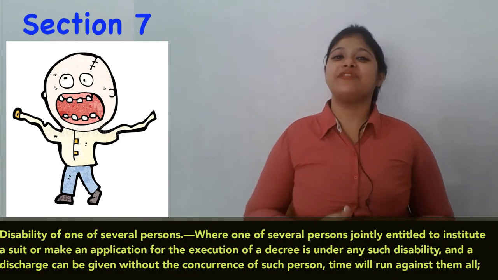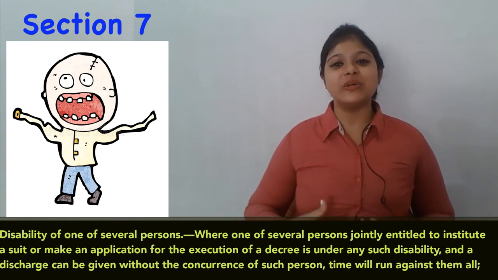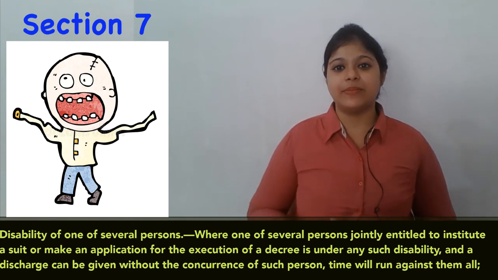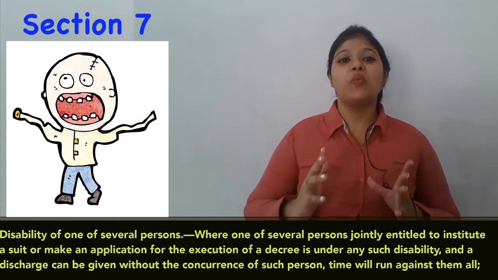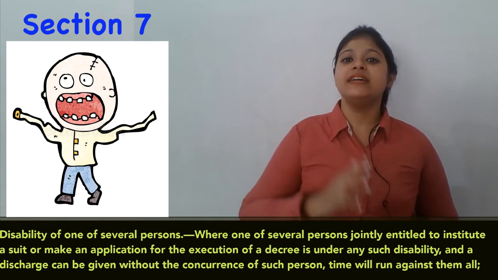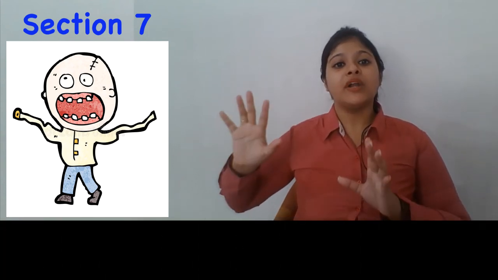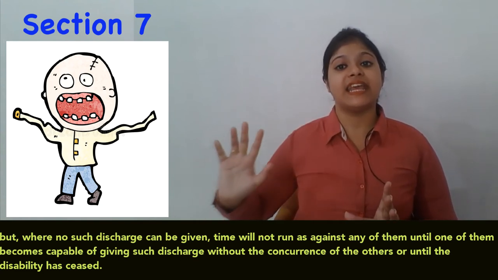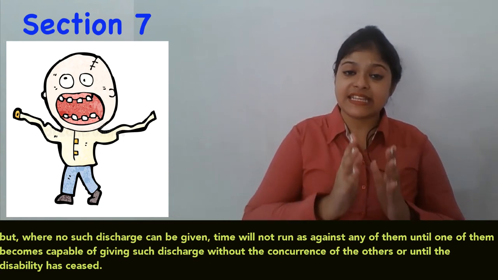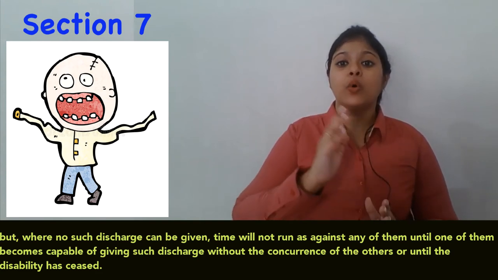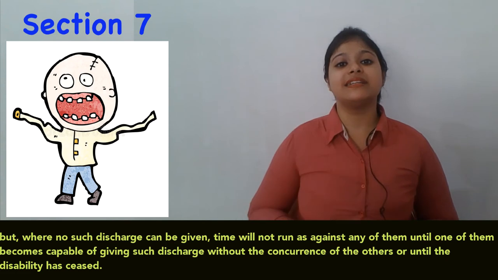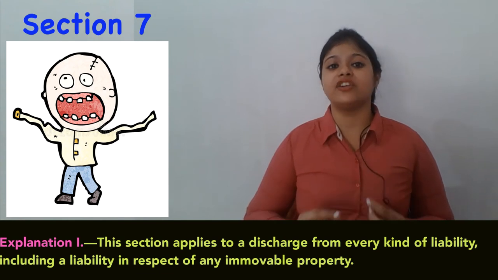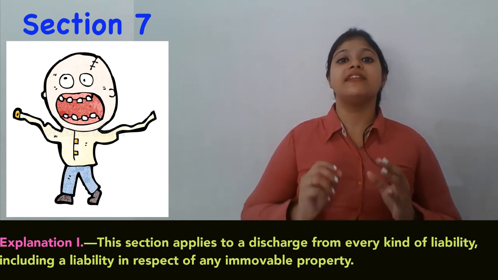When any of the several persons jointly entitled to institute a suit or make an application for the execution of the decree is under such disability, and a discharge can be given without the concurrence of such person, time will run against them all. But when no such discharge can be given, the time will not run against any of them until one of them is capable of taking the discharge without the concurrence of the other, or until the disability ceases.